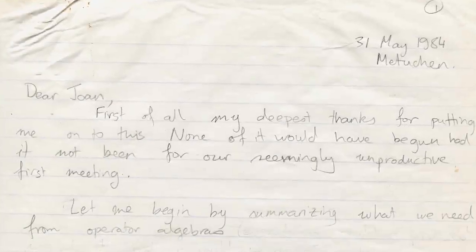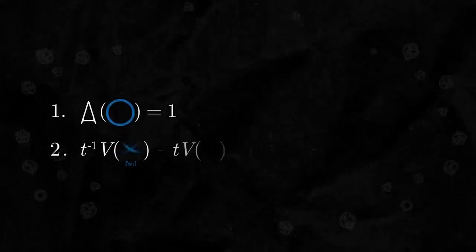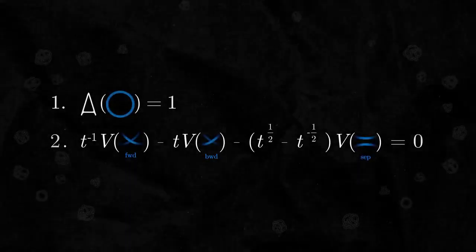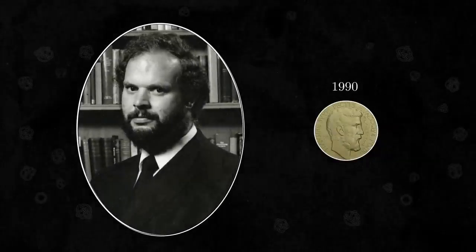He scribbled down all their work in a 15-page letter. The Jones polynomial is like the Alexander, but with the more specific equation for the second rule that lets it distinguish many more knots. For this discovery, Jones won the Fields Medal in 1990.